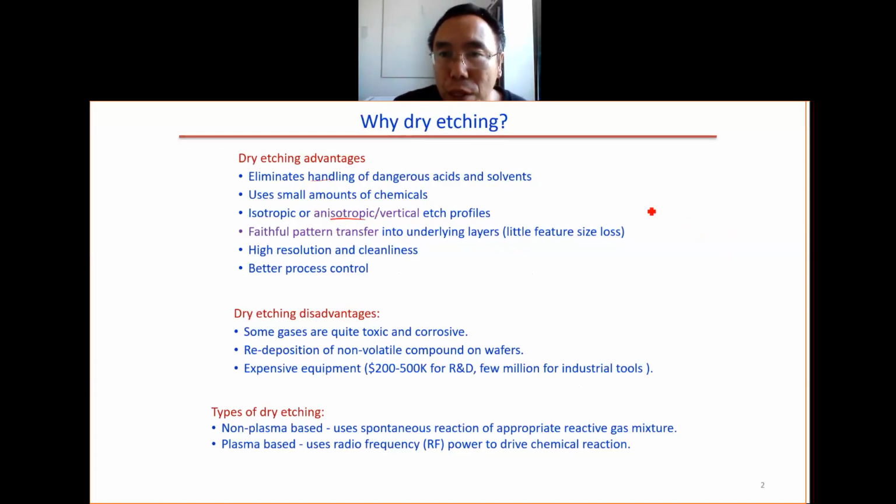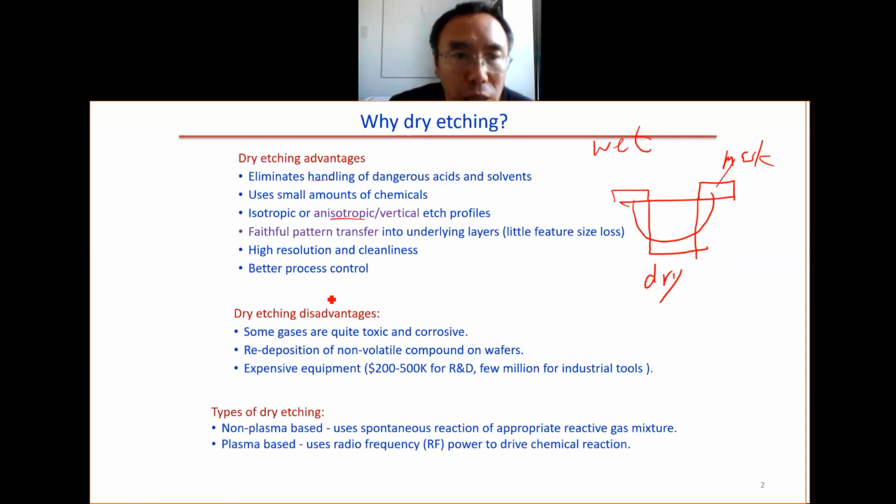For example, if this is the mask, for the wet etching the profile is like this. But for the dry etching, the profile can be like this. This is a much better profile than the wet etching. Then we have a faithful pattern transfer into the underlying layers, because the opening on the top and the opening on the bottom are the same. So we also get higher resolution, cleanliness and better process control.